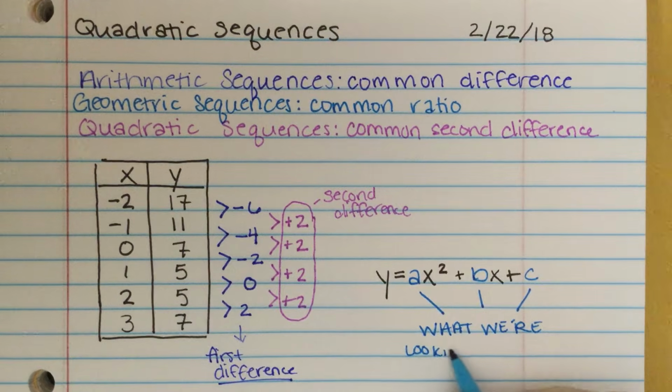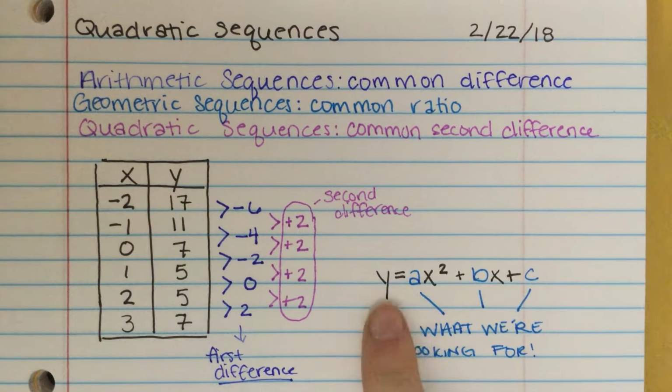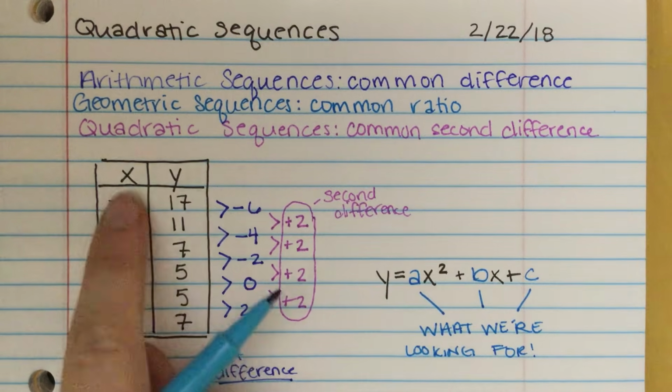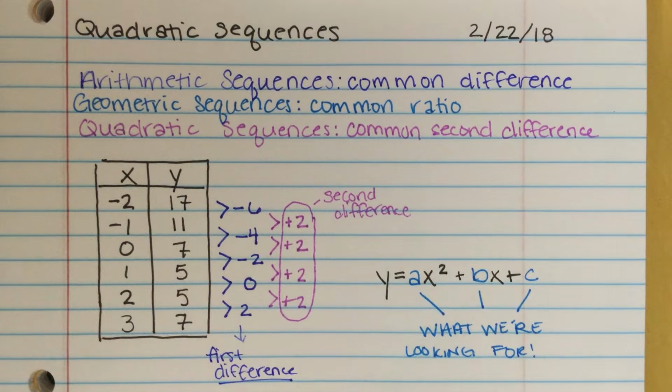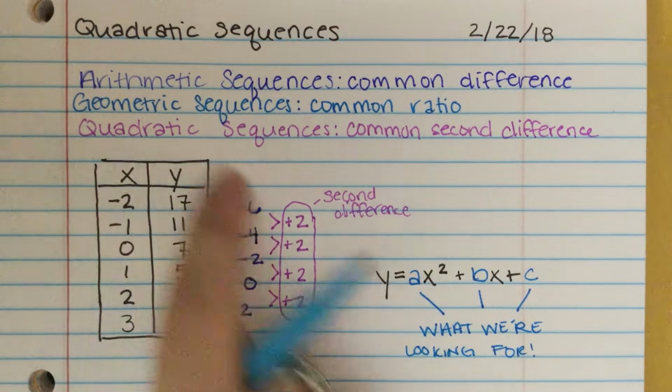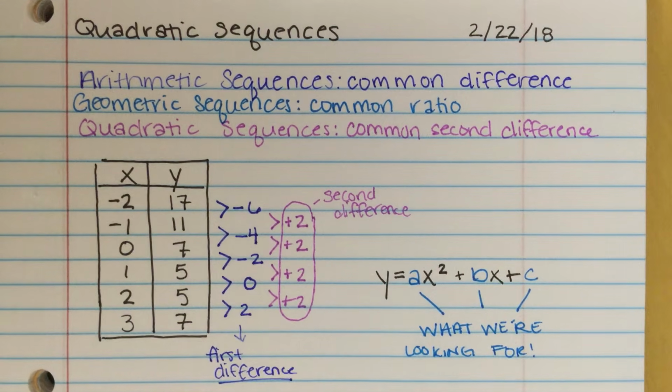The reason we are looking for them is because right now there are unknowns. We should be able to find a y and an x since we are given an entire table of values, but we don't know what a, b, and c are for this relationship. And there's a really quick way for us to be able to do that.